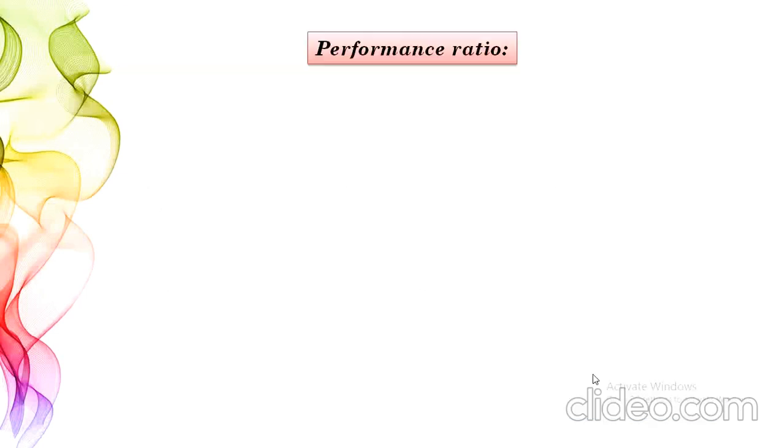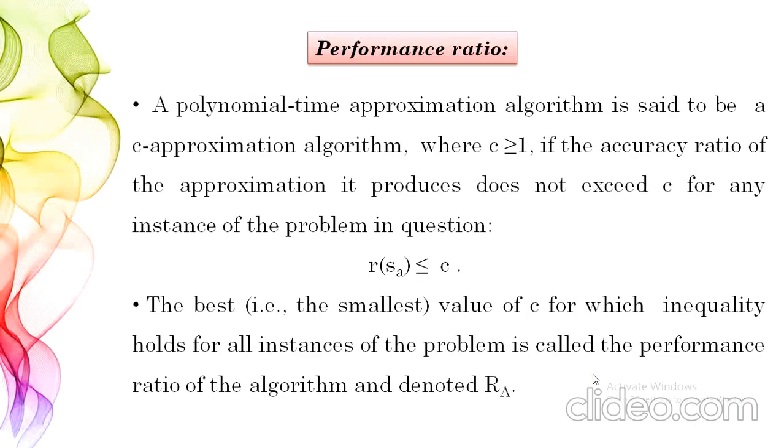The next important term is performance ratio. For any polynomial time approximation algorithm, we can call it a C-approximation algorithm. Here C is greater than or equal to 1. And one more important point we should remember: the accuracy ratio does not exceed C. Here C is the best value for which the inequality holds for all instances of the problem, called the performance ratio of the algorithm, and it is denoted as RA.